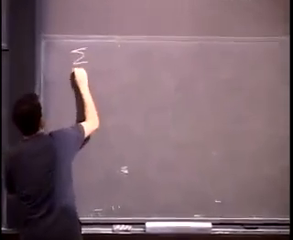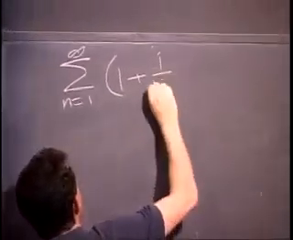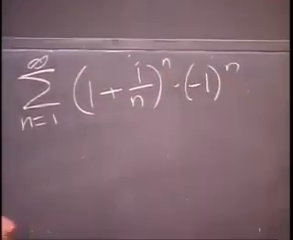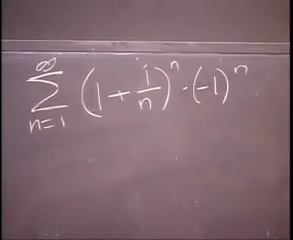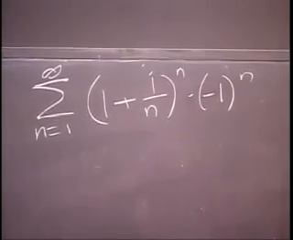I'll just give you one very quick example. Consider this: the sum from n equals 1 to infinity of (1 plus 1 over n) to the n times (minus 1) to the n. Alternating, sure. Try the alternating series test. No, try the absolute first. Actually, try the nth term test first.